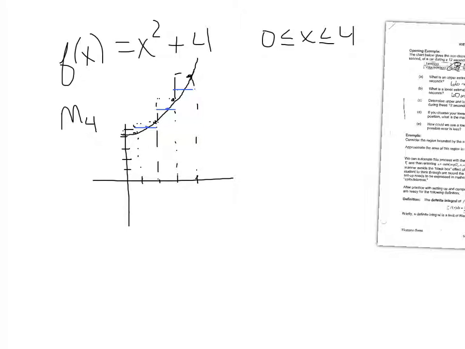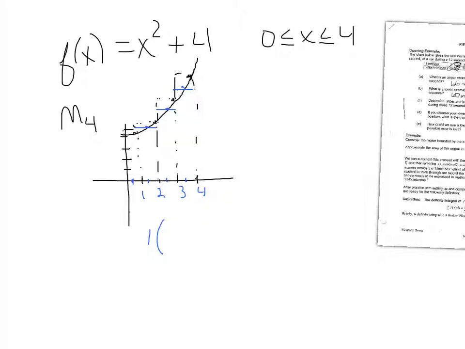In other words, instead of 1, 2, 3, and 4, we're going to be measuring it at 1/2, at 3/2, 5/2, and 7/2. All right, so what is still the width of each subinterval? 1, so that's pretty easy. We know the width of each subinterval is 1.